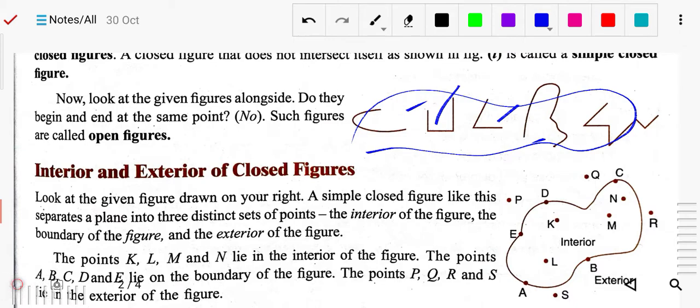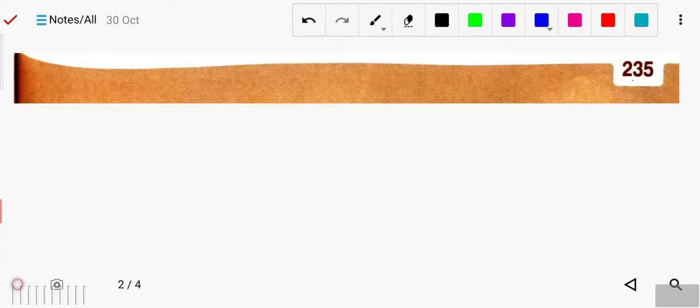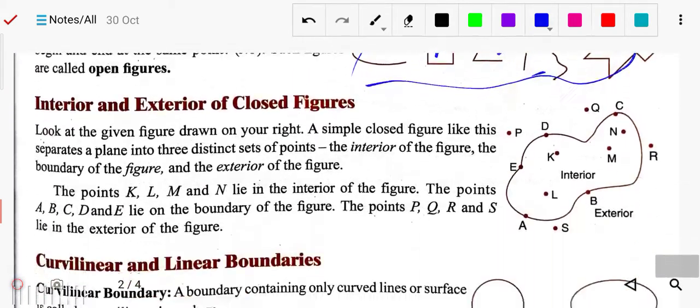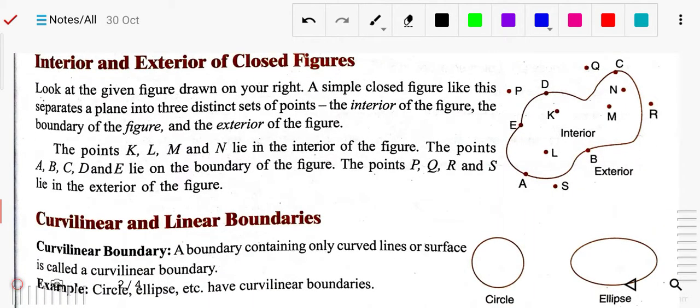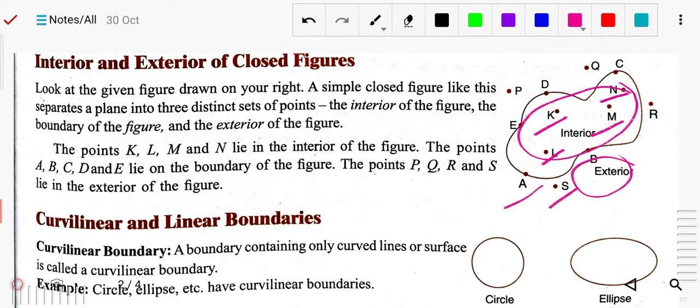Now interior and exterior of a closed figure. If it is a closed figure, how can you say what is the interior or exterior? Interior means nothing but which is inside. In this closed figure you can see points K, M, N, L are inside of this closed figure, so they are called interior. Those that are outside, see, B, S, A, P, D, are outside of this closed figure, so they are called exterior. Got it?